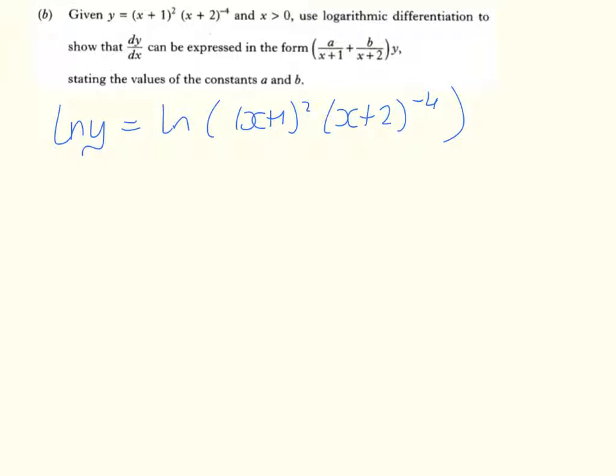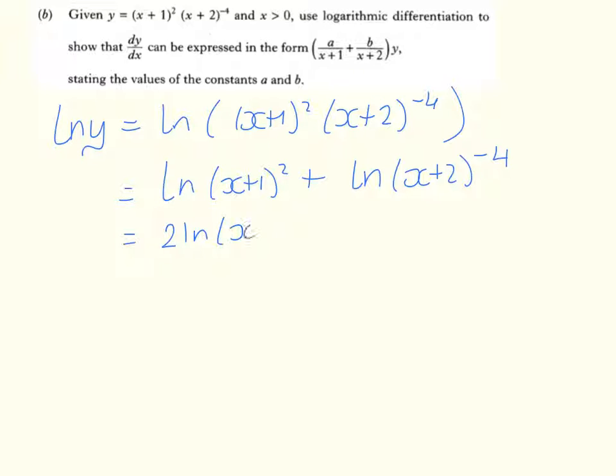These multiply together, so it's like the log add, using our log rules. So ln of x plus 1 squared plus ln of x plus 2 to the minus 4. Again, using my log rules, I'm going to move my power to the front. So that's going to give me 2 ln x plus 1 minus 4 ln x plus 2. Just keep that in there so I'm remembering what it is.